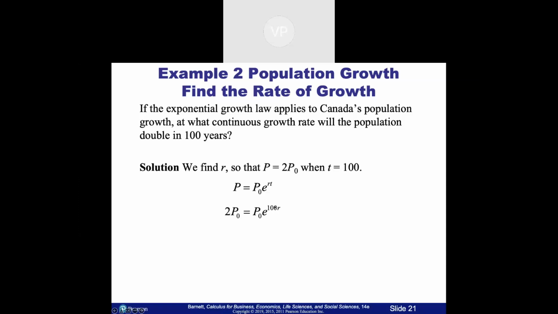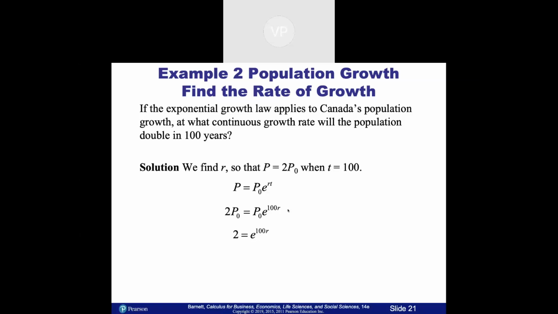They replaced the t with 100, so that's why it's 100r. P sub 0 is here, and this is 2P sub 0, because remember, it's twice as much as what the result's going to be. And then when you simplify, all we did was divide by P0, and that's why you get 2 equals e to the 100 times r power. Now we have to solve for r.